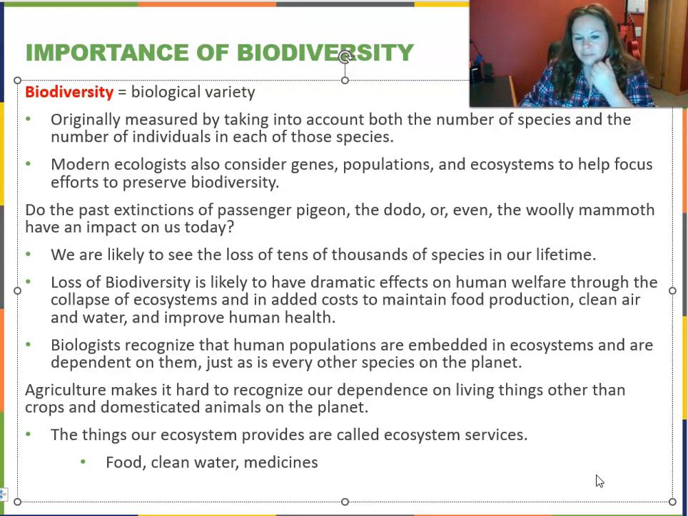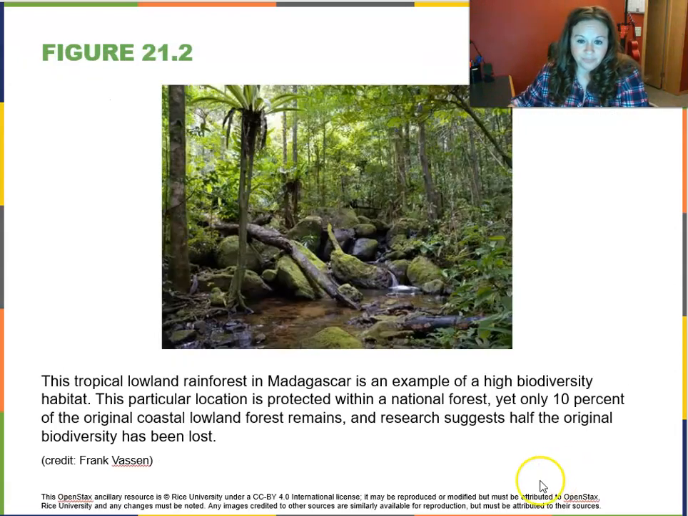So the things our ecosystem provides are called ecosystem services. These organisms and nature provide these services for us, like food, clean water, and medicines. And it's going to be even harder to come by these ecosystem services if we continue to see biodiversity decrease and we destroy habitats. Here's a tropical lowland forest, a rainforest in Madagascar.